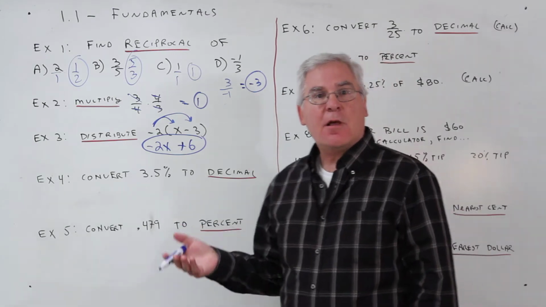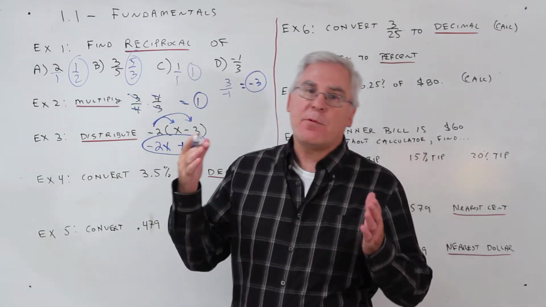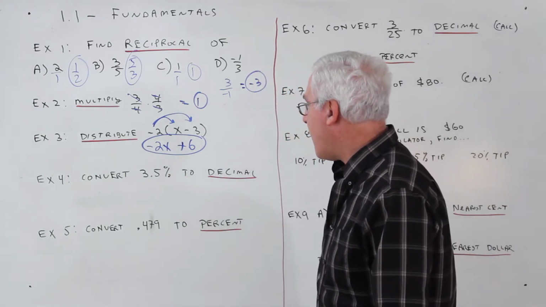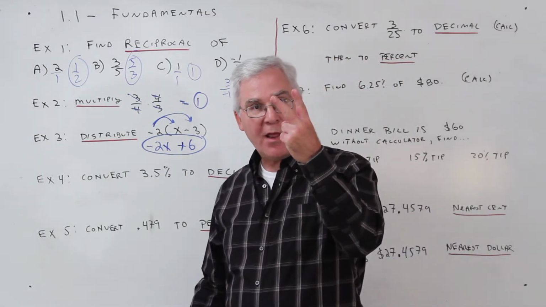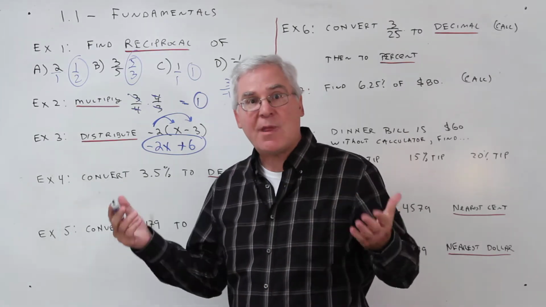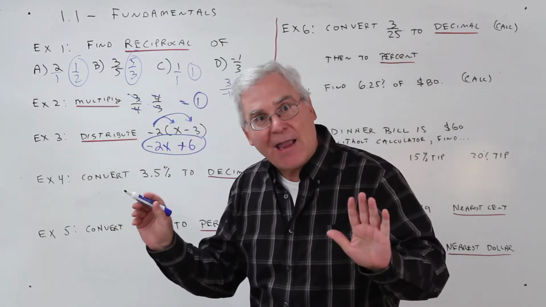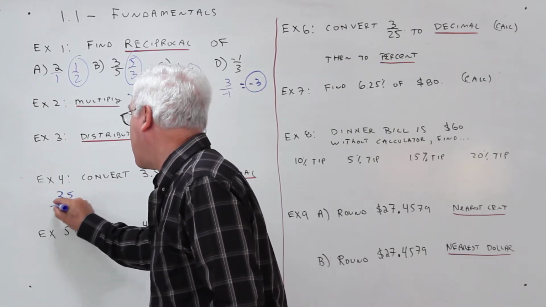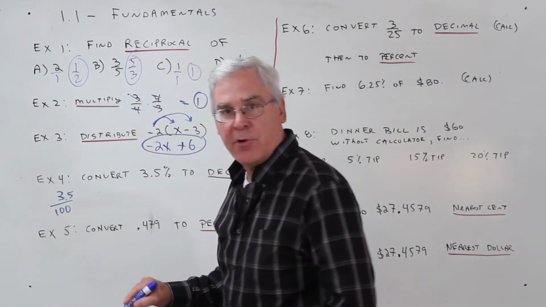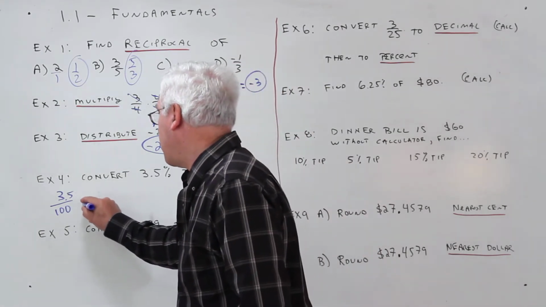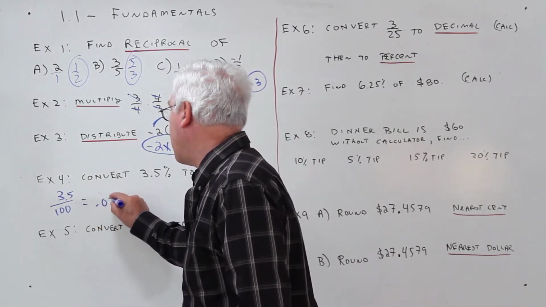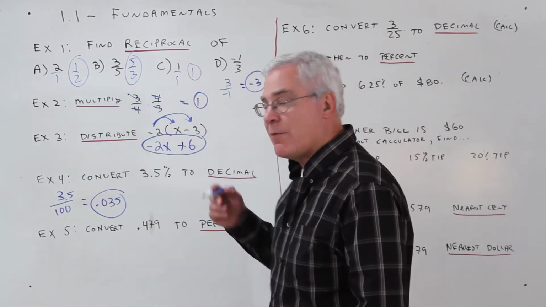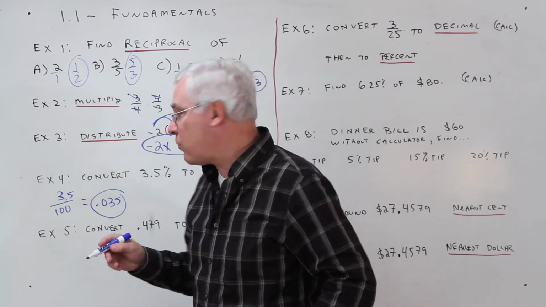Okay, percent's going to come up, so we need to know how to convert from percent to decimal, decimal to percent, etc. So convert 3.5% to a decimal. Two ways of doing it. Percent literally means per 100, so we could just divide by 100. So 3.5 divided by 100, you could use your calculator, and you would get 0.035.